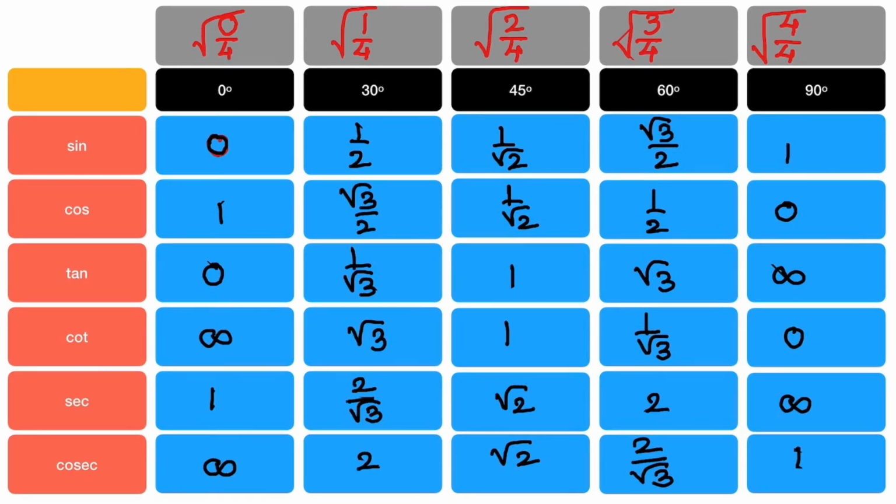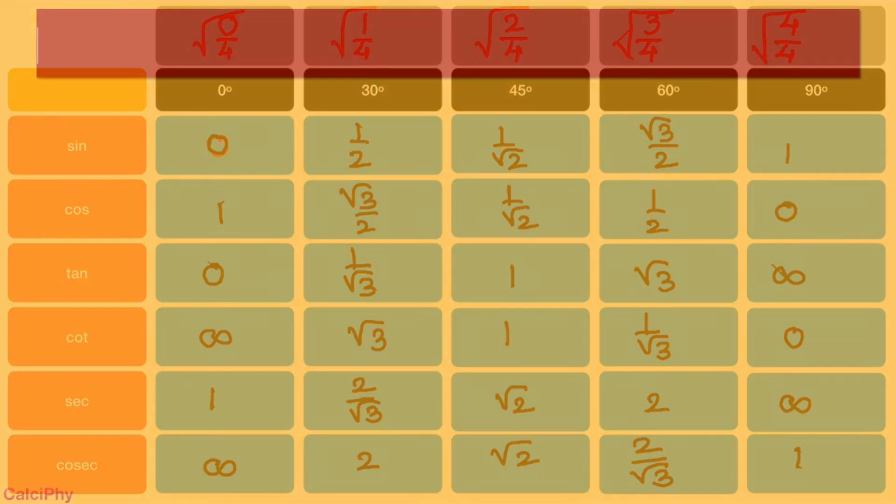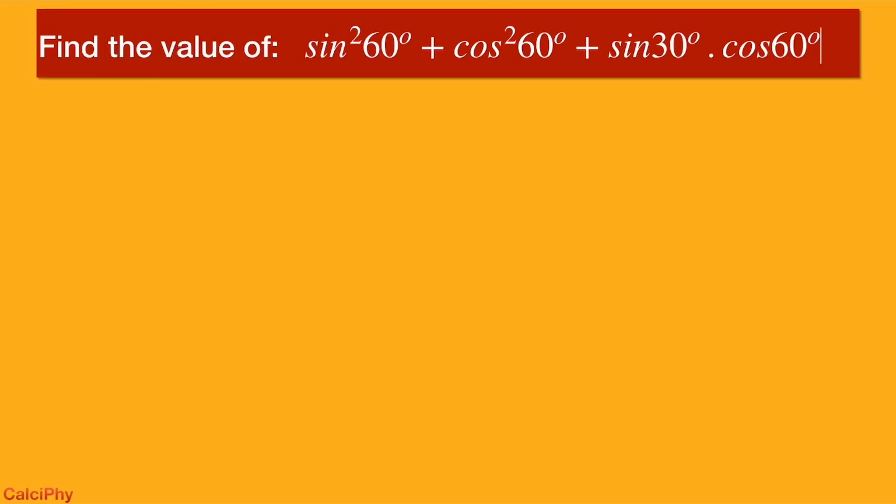Thus, by following these simple steps, we can easily find the values of trigonometric ratios for any of the standard angles, that is 0 degree, 30 degree, 45 degree, 60 degree and 90 degree. Now, let's solve an example using these values of standard angles. Find the value of sin square 60 plus cos square 60 plus sin 30 into cos 60.